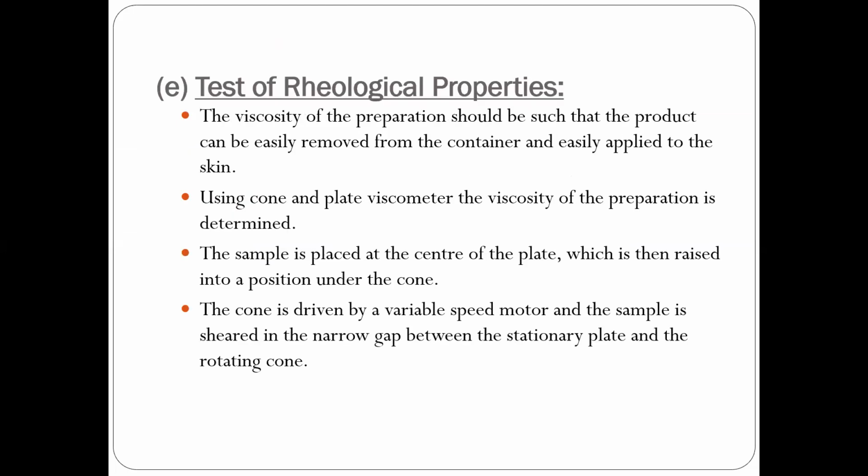Then the test of rheological properties. The viscosity of the preparation should be such that the product can be easily removed from the container and easily applied to the skin. Using a cone and plate viscometer, the viscosity of the preparation can be determined. The sample is placed at the center of the plate, then it is raised into position under the cone. Then the cone is driven by a variable speed motor, and the sample is sheared in a narrow gap between the stationary plate as well as the rotating cone.